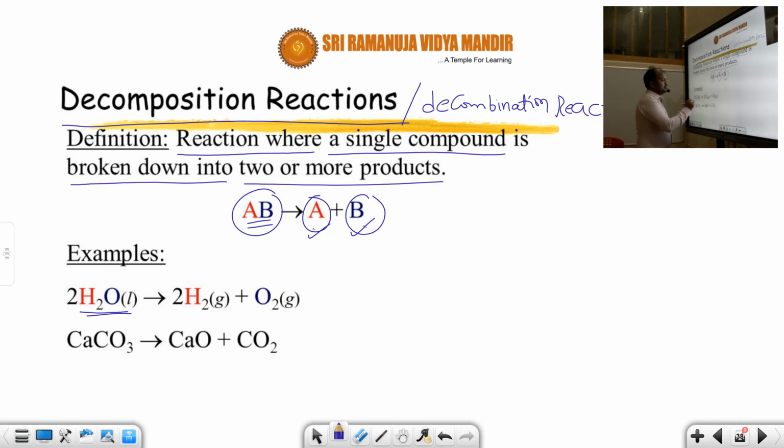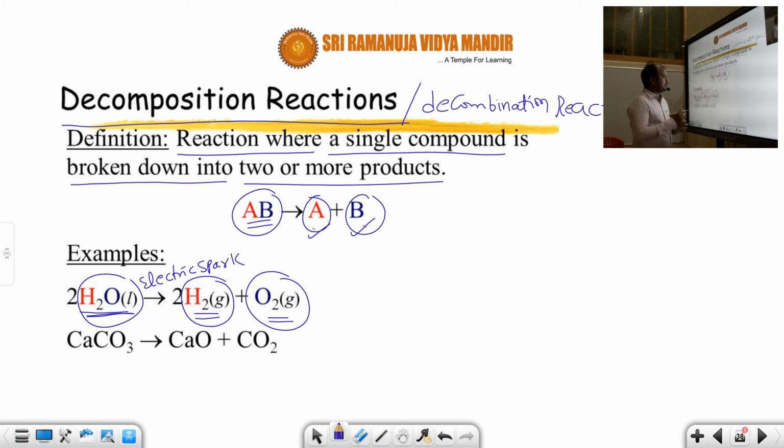For suppose H2O, this is a liquid. This substance can be broken down into two or more substances. What are those substances? Hydrogen as well as oxygen. This reaction takes place in the presence of electric spark or electric current, whatever it may be. In the presence of electric spark, water can be broken down into hydrogen gas and oxygen gas. Take a look here in the product side, what is formed? Two substances are formed. These two substances, hydrogen is an element, oxygen is an element.